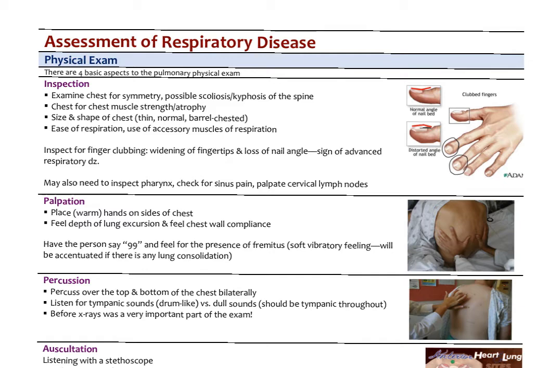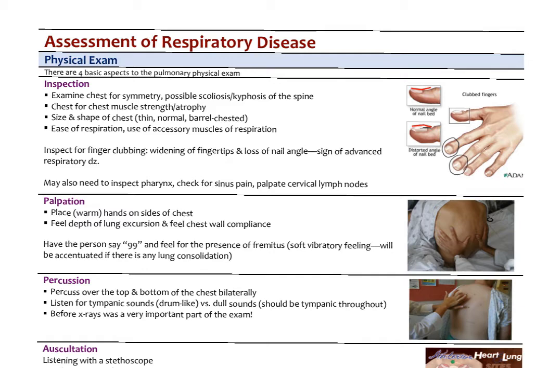Then we're going to inspect the pharynx. We're going to look at the throat, check for sinus pain, maybe press on the sinuses, and then look in the ears usually, and then palpate the cervical lymph nodes. So that would be more part of an ENT exam there.